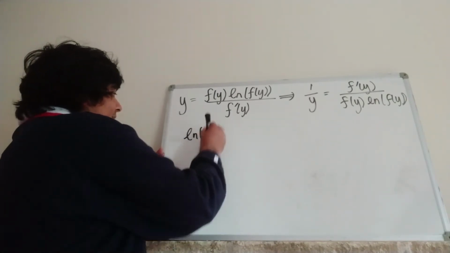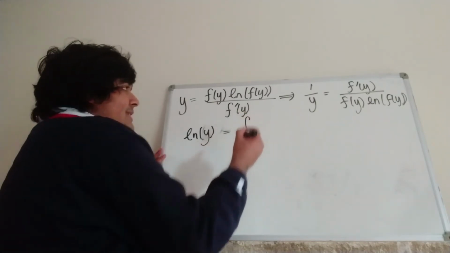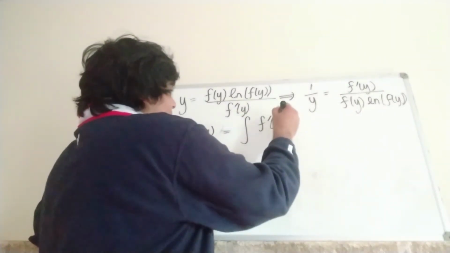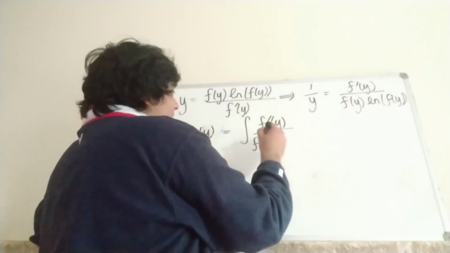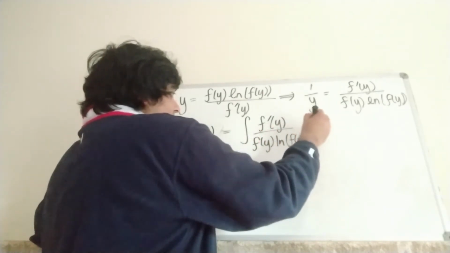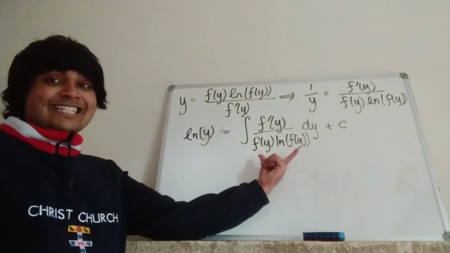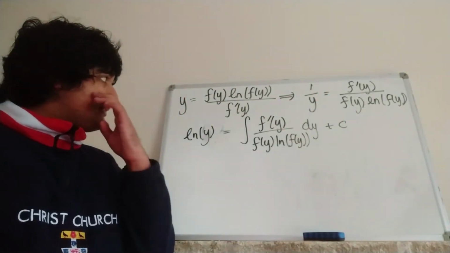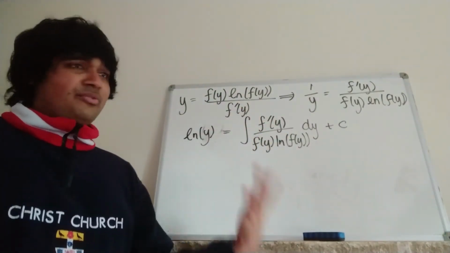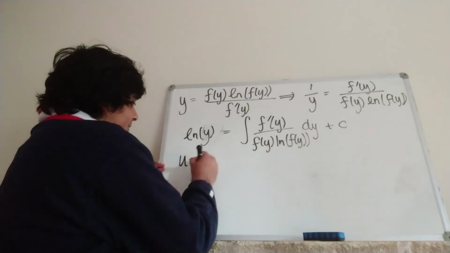So integrating the left hand side with respect to y gives us this. And then we've got to integrate the right hand side with respect to y. So the integral of f prime of y divided by f of y times ln of f of y dy. And of course we're going to get some constant, so plus c. Okay, to evaluate this thing here, we're going to do a u substitution. Hopefully it's quite clear what we're going to use for our u. It's just u equals f of y.